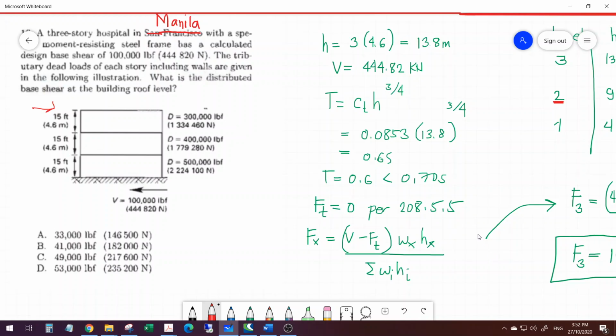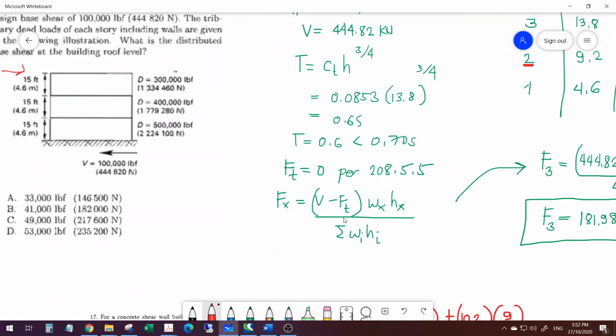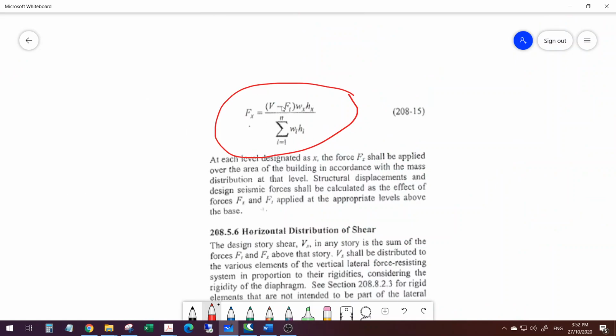Now, the formula for vertical distribution is this. So where do we get this formula? This is the formula for vertical distribution: V minus Ft, times Wx hx, all over the summation of Wi hi.